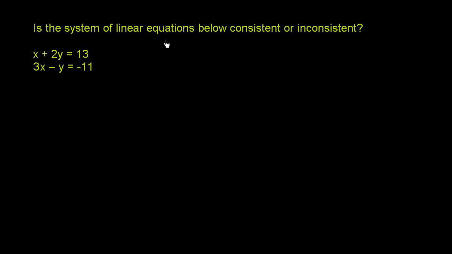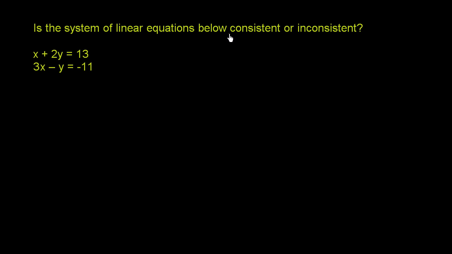Is the system of linear equations below consistent or inconsistent? They give us x plus 2y is equal to 13, and 3x minus y is equal to negative 11. To answer this question, we need to know what it means to be consistent or inconsistent.